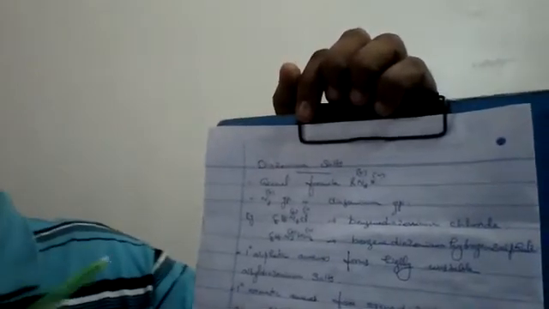Next comes the nomenclature. These compounds can be named by suffixing diazonium to the name of the parent hydrocarbon from which they are formed. For example, C6H5N2Cl, benzene diazonium chloride; C6H5N2HSO4 minus, benzene diazonium hydrogen sulfate. This is about the nomenclature part.